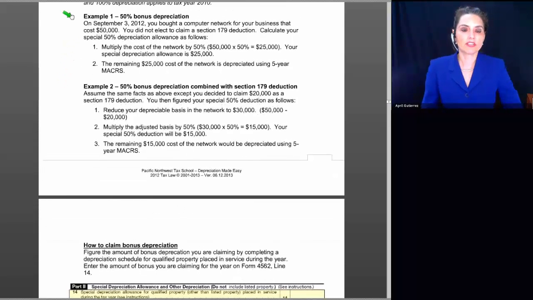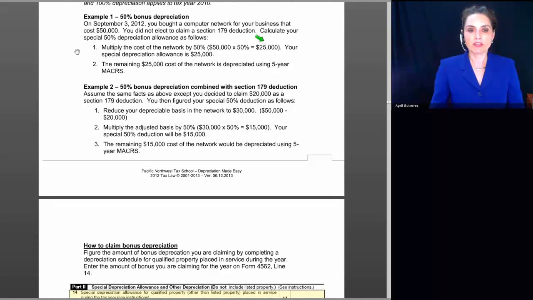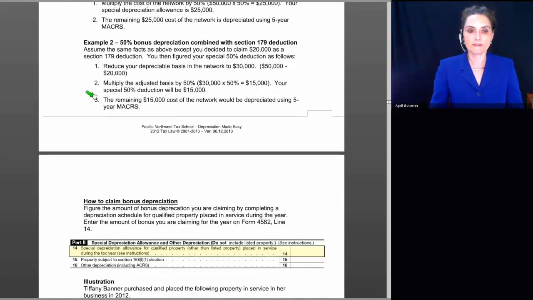So here are some illustrations of how 50% bonus works. On September 3, 2012, you bought a computer network for your business that cost $50,000. You did not elect to claim the Section 179 deduction. Calculate your special 50% depreciation allowance as follows. Multiply the cost of the network by 50%. That's $50,000 times 50%, which is $25,000. Your special depreciation allowance will therefore be $25,000. The remaining $25,000 cost of the network is depreciated using 5-year MACRS.